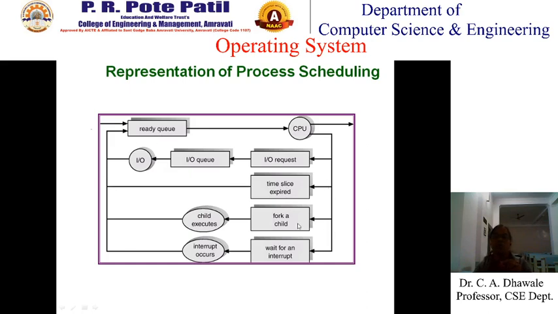Then third, if this is a process which has created a new process called a child process, then the child process should be executed first. So the child process is executed and then the execution of the main process, the parent process, will be resumed. While executing, if any type of interrupt occurs, then it will wait for the interrupt. When the interrupt occurs, the interrupt will be serviced and after that it will again go to the ready queue. So this is the representation of process scheduling.